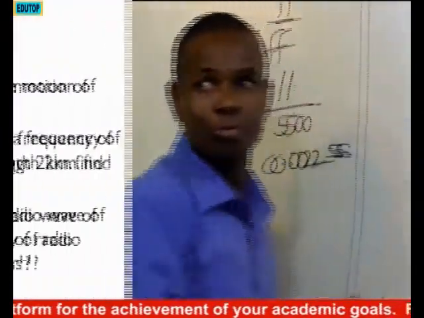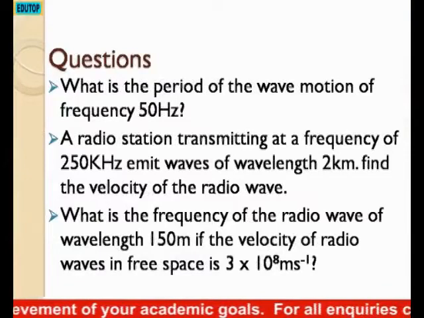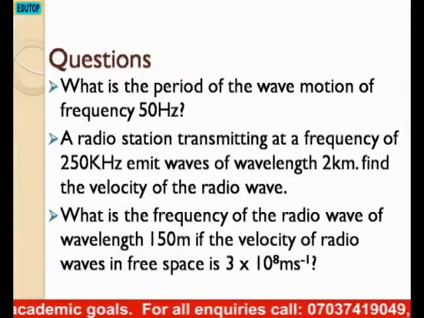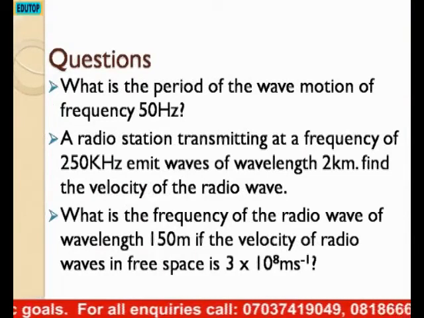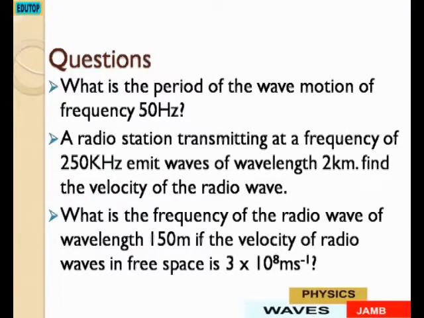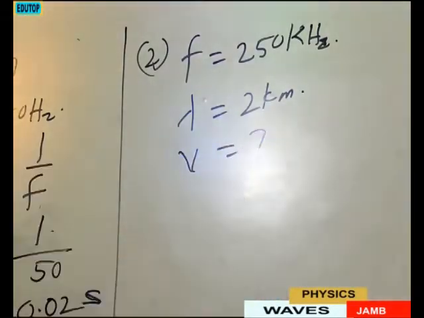Question number 2. A radio station transmitting at a frequency of 250 kilohertz emits wave of wavelengths. Find the velocity of the radio wave. We are looking for velocity. They are talking about wavelengths.